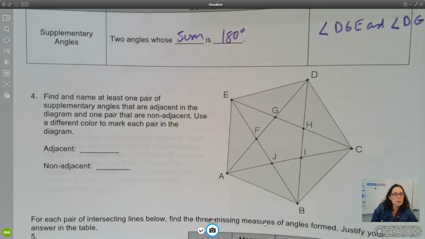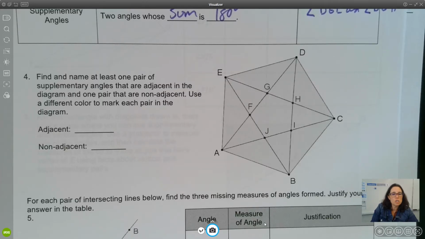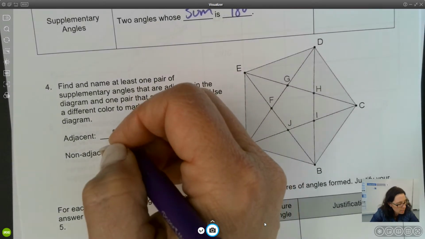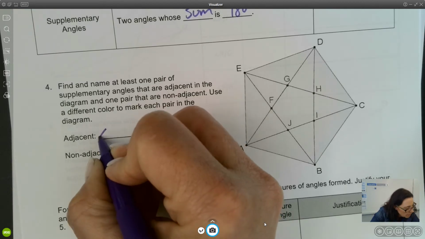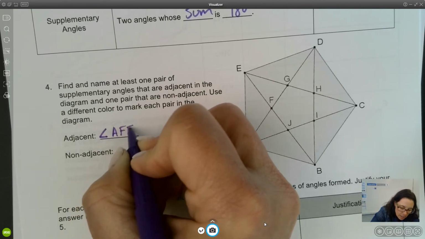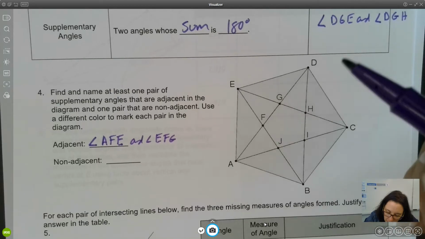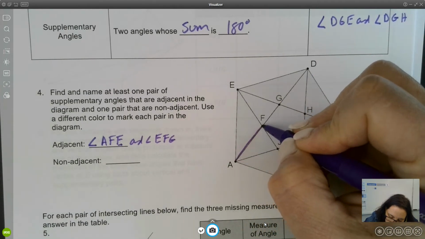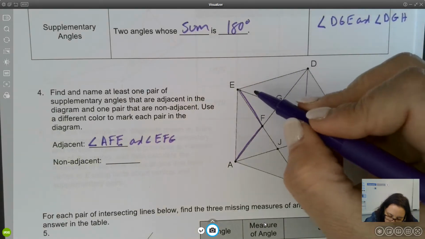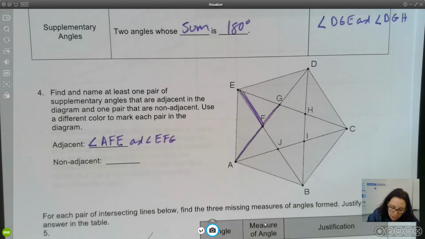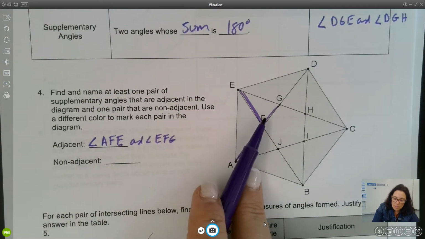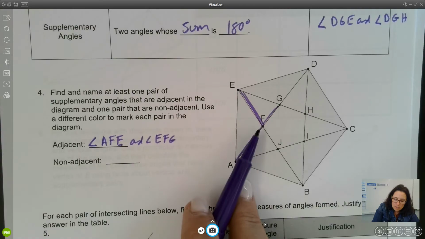Find and name at least one pair of supplementary angles that are adjacent in the diagram and one pair that are non-adjacent. Use a different color to mark each pair in the diagram. All right, so supplementary and adjacent, let's go with angle AFE and angle EFG. Those are adjacent. They're supplementary. They add to 180 and they're next to each other.